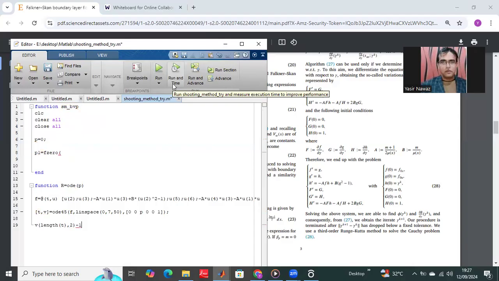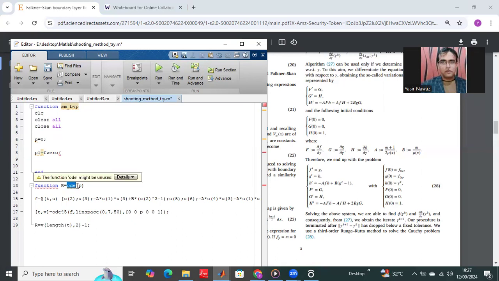Then I will use its residue, and the residue will be minimized. This thing should be R, that's the output. The fsolve will try to make this R equal to 0. So in fsolve I give the function, this function is the ODE, and the initial guess P.